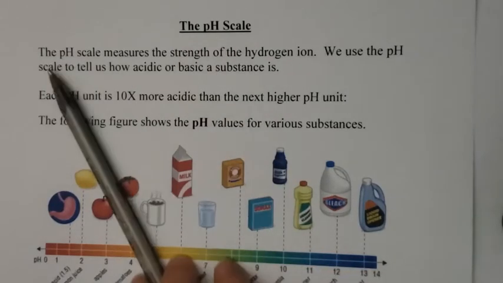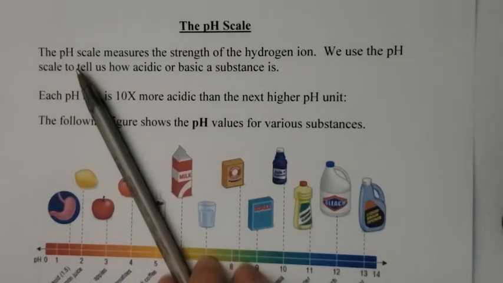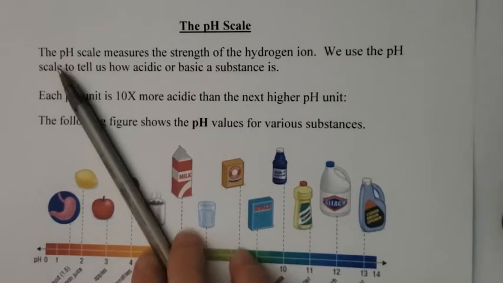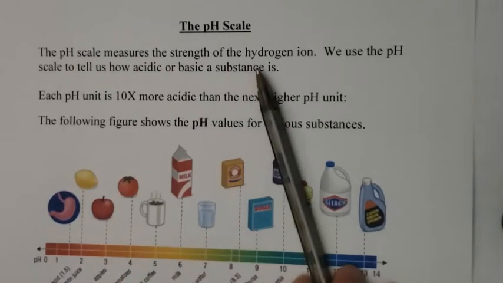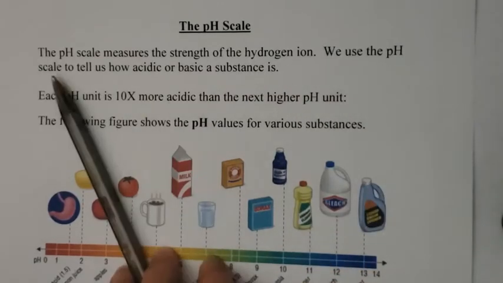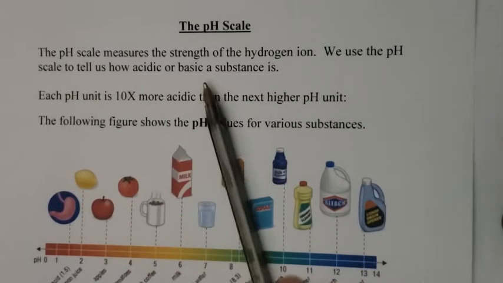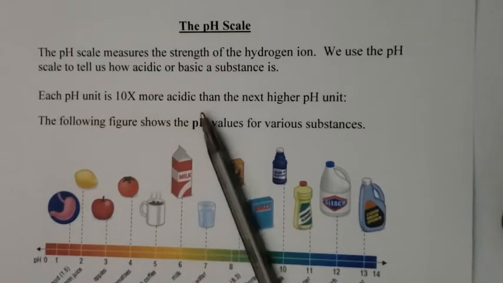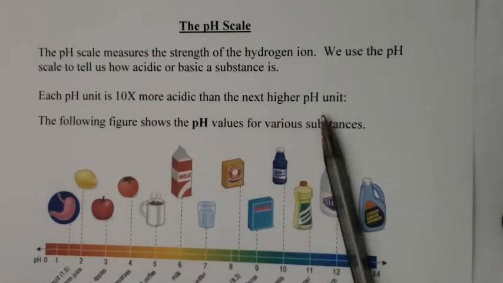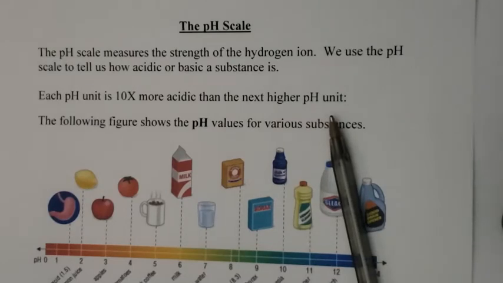pH scale. pH stands for power of hydrogen. That's what the P is, power, and H is hydrogen. So it measures the strength of the hydrogen ion. We use the pH scale to tell us how acidic or basic a substance is. Each pH unit is 10 times more acidic than the next higher pH unit. So this is what we call a log scale.